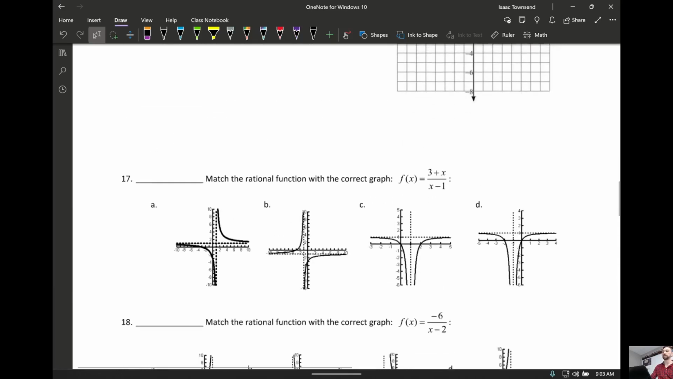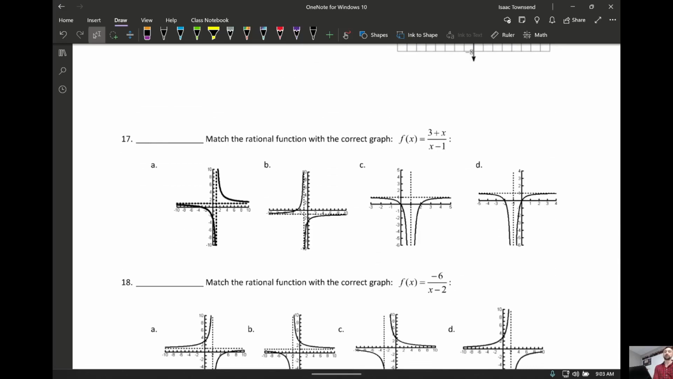So you could just figure out maybe one thing, like the y-intercept, and if that narrows it down to one choice, then great, you've got your answer, move on. But if you also need to find something else to narrow it down more, do it until you narrow it down to a single choice.